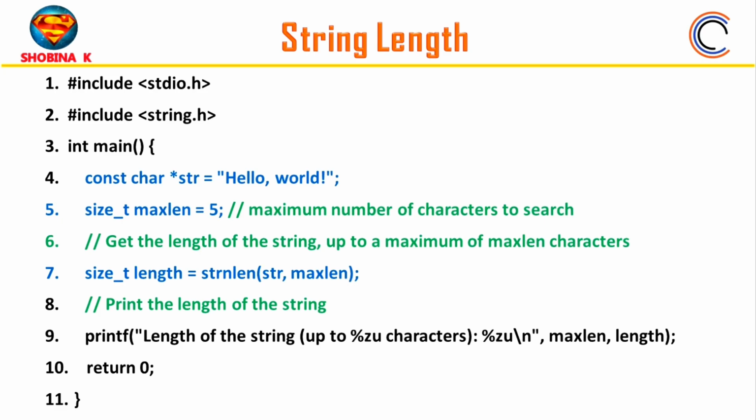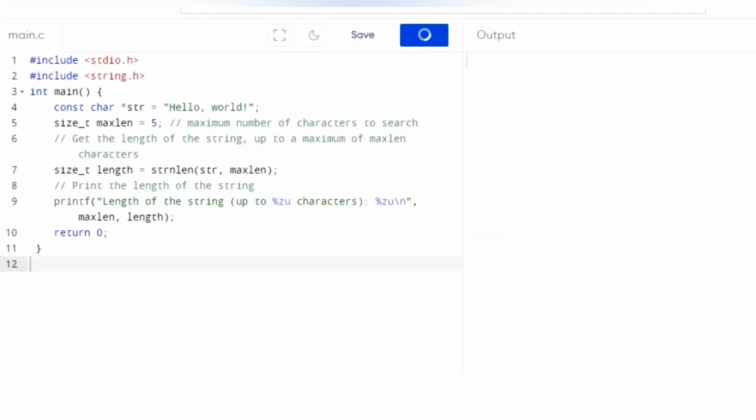And then we calculate the length of the string str up to a maximum of max_length characters using strnlen, and assign it to a variable length. Finally, we print the length of the string up to the maximum length of characters using the format specifier for size_t types. Now let's run this program. The output indicates that the length of the string hello world is 5 characters because we are considering only the first 5 characters of the string as specified by the max_length variable.